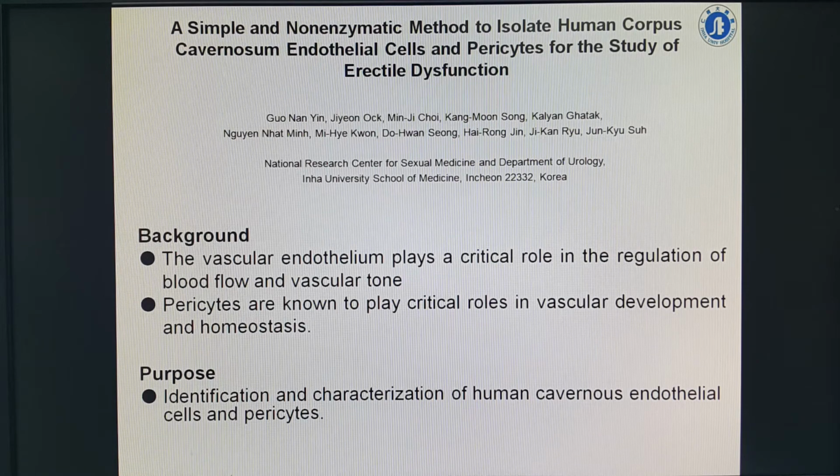Therefore, the purpose of this study is to establish a simple and non-enzymatic technique to isolate endothelial cells and pericytes from the human corpus tissues and to establish an in vitro model of erectile dysfunction for the study of high glucose-induced angiopathy.